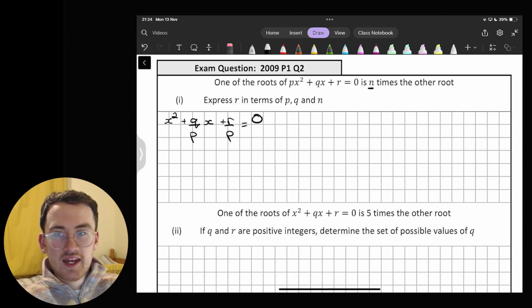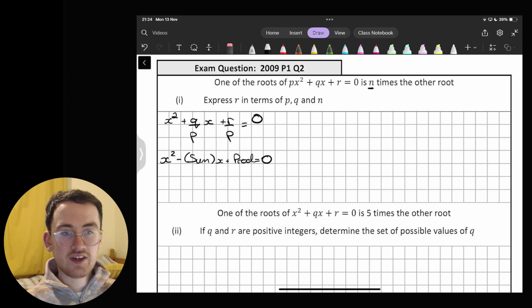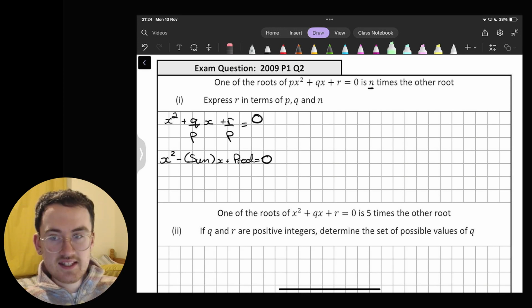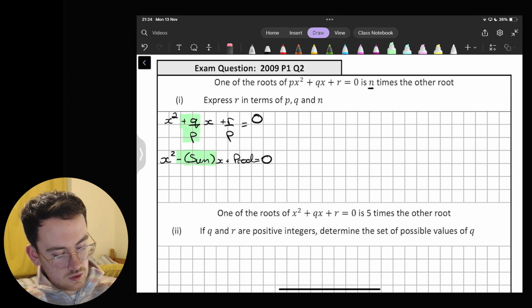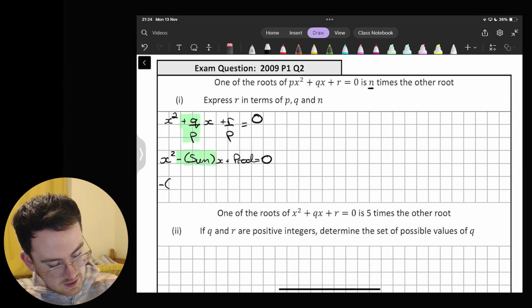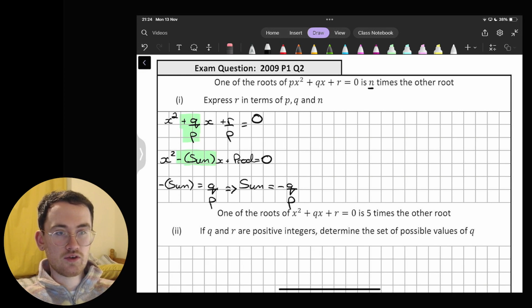Now that I've done that, I can use my general idea here. So again, my usual little rule: x squared minus the sum x plus the product equals 0. So bringing it all together, if we line these two things up, minus the sum is equal to q over p. So minus the sum of my roots is equal to q over p. So if I multiply by minus 1, the sum of my roots actually gives me minus q over p.